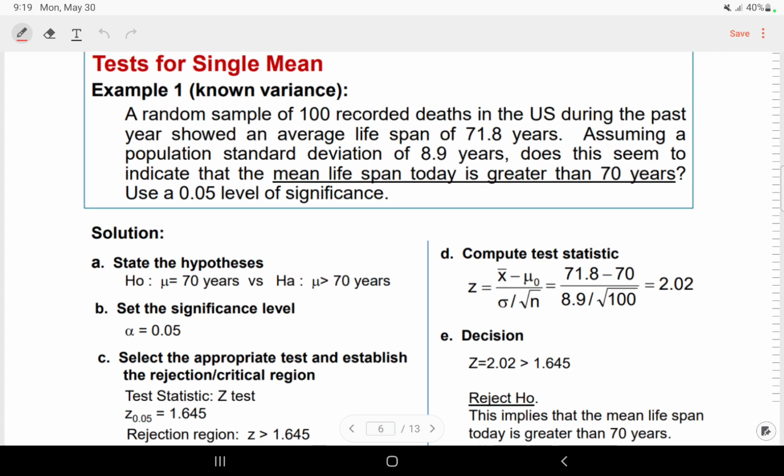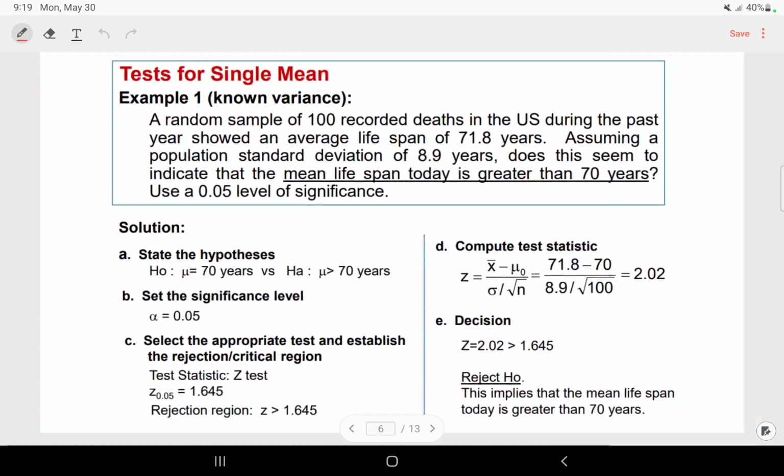Okay, let's have our first example. A random sample of 100 recorded deaths in the US during the past year showed an average lifespan of 71.8 years. Since it came from 100 recorded deaths, that's our n equals 100. It only means that the 71.8 years obtained from these 100 deaths is our sample mean. It's important that we know how to determine the given.